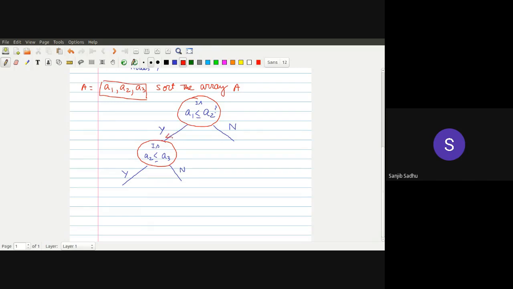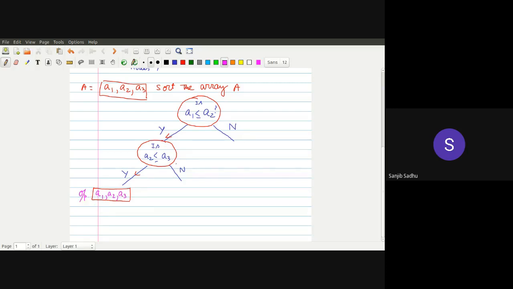If it is yes, then I will get an output. In this path you check A1 is less than or equal to A2 and A2 is less than or equal to A3. So what will be the sorted order? This will be the output: A1, A2, then A3. This is the output rectangle.